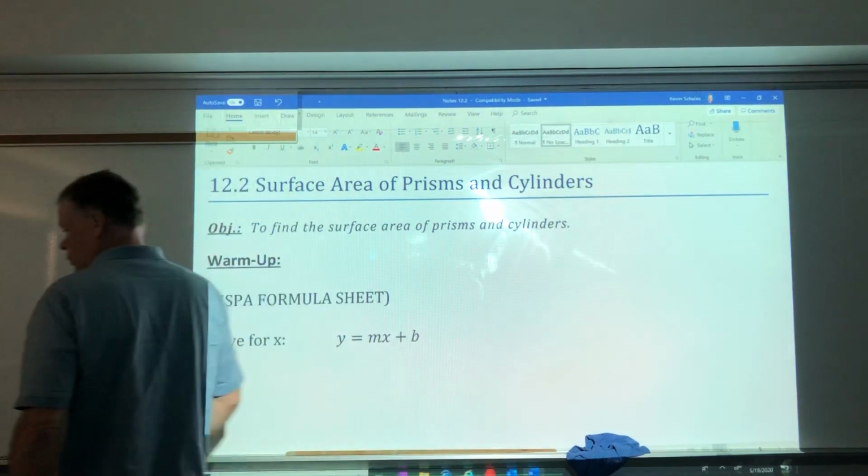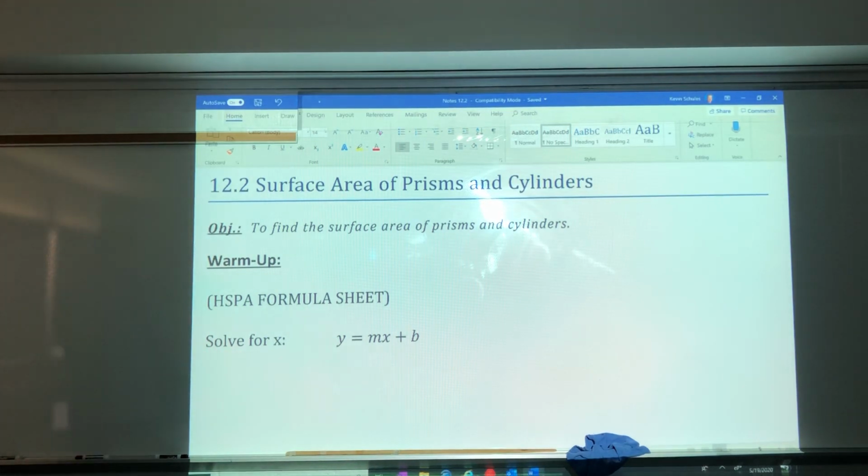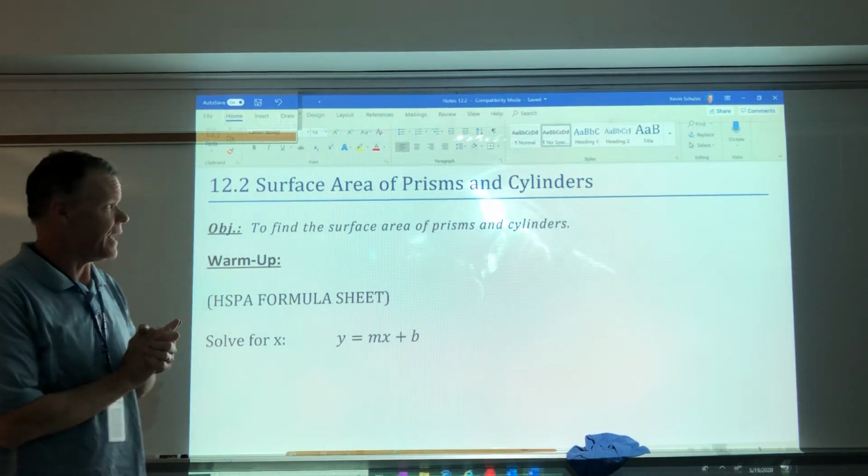Okay, today we're looking at 12.2, surface area of prisms and cylinders.